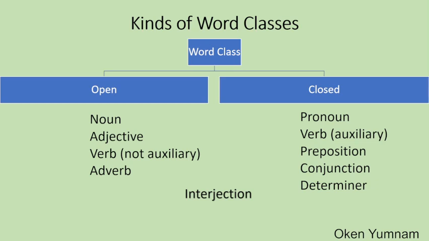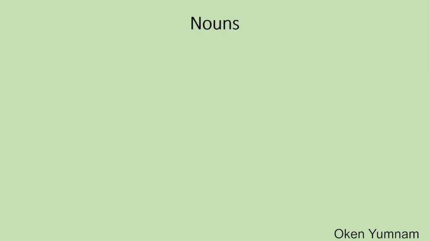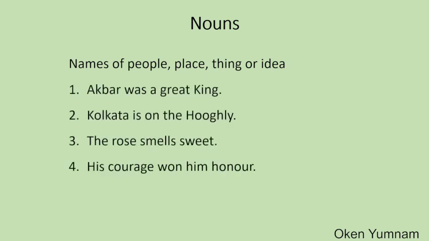So coming to these word classes, first of all, nouns. What are nouns and what do they do? Nouns, they give us names of people, places, things, or even ideas. Let's have an example here. You see the sentences, number one. In number one, Akbar and King. They are names of a person and a position, so they are nouns.